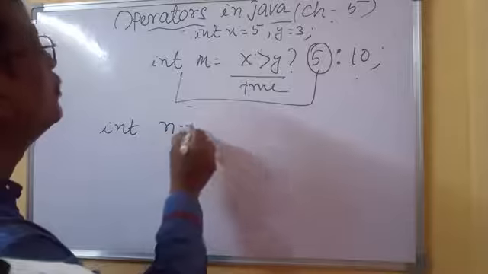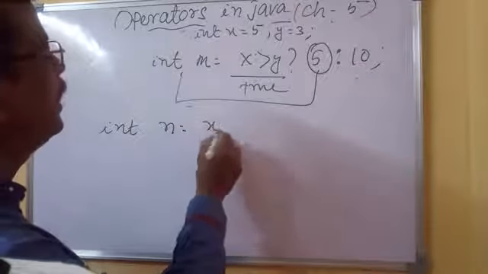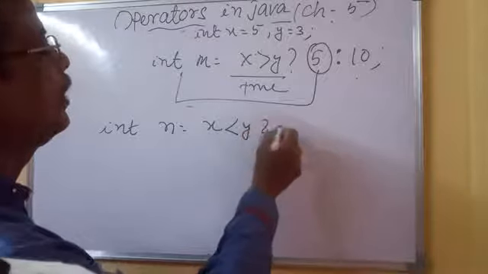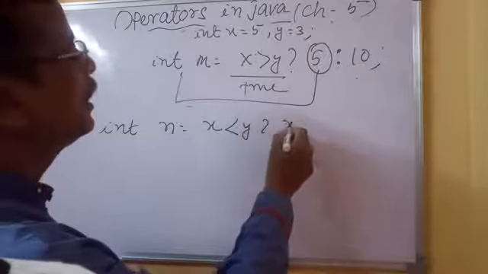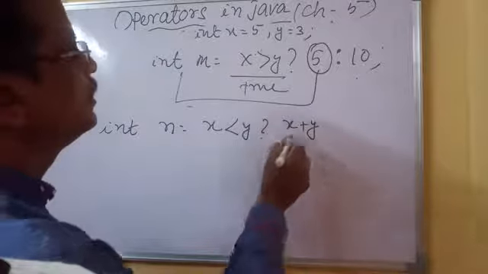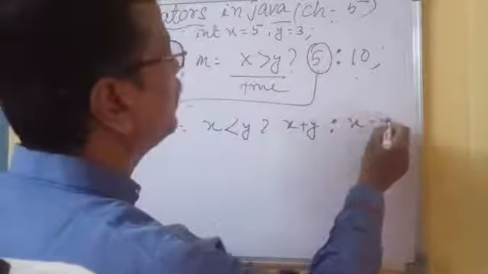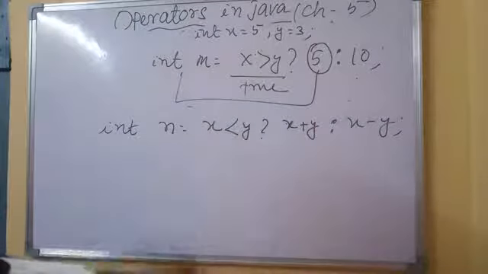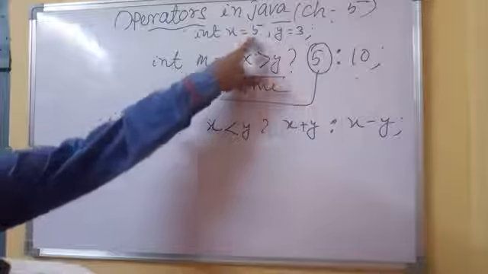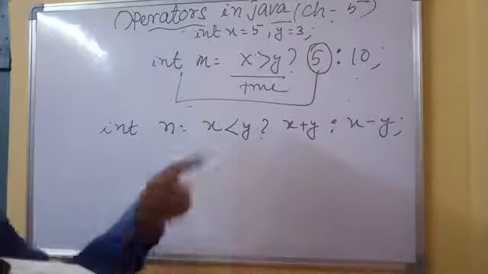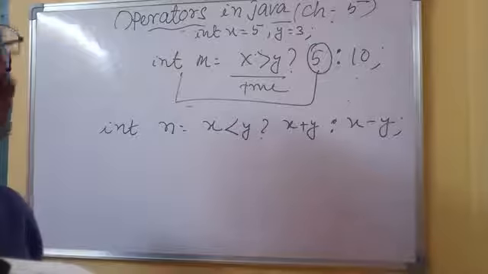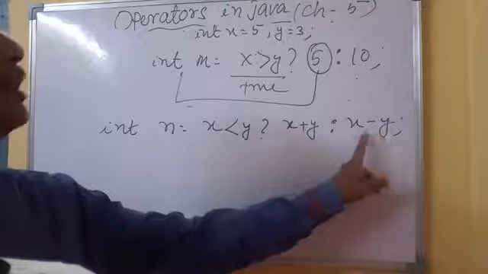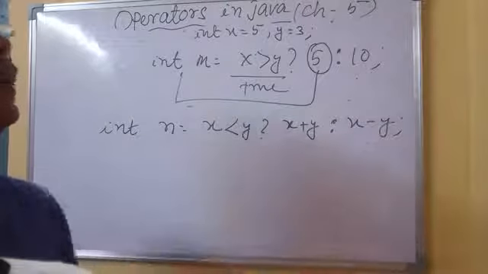Another example: int n = x < y ? x + y : x - y. You can give expressions in this manner. That means, is x less than y? The x value is 5, the y value is 3. So less than means it is false, because the x value is 5, it is not less than. If it is false, then we come directly to here, and it will subtract: x minus 3, which is 2.